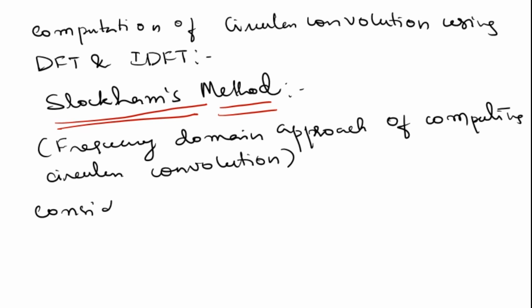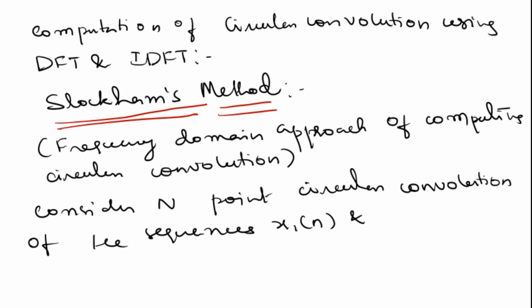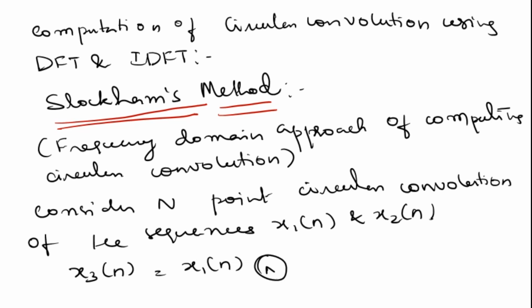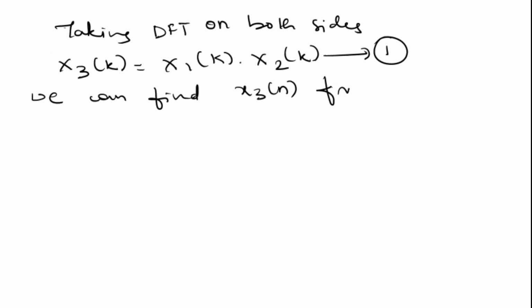Now consider the N point circular convolution of the sequences x1 of n and x2 of n. Then we know that x3 of n is equal to x1 of n, N point circular convolution with x2 of n. Now taking DFT on both sides, we get X3 of k is equal to X1 of k into X2 of k. Call it equation number 1.